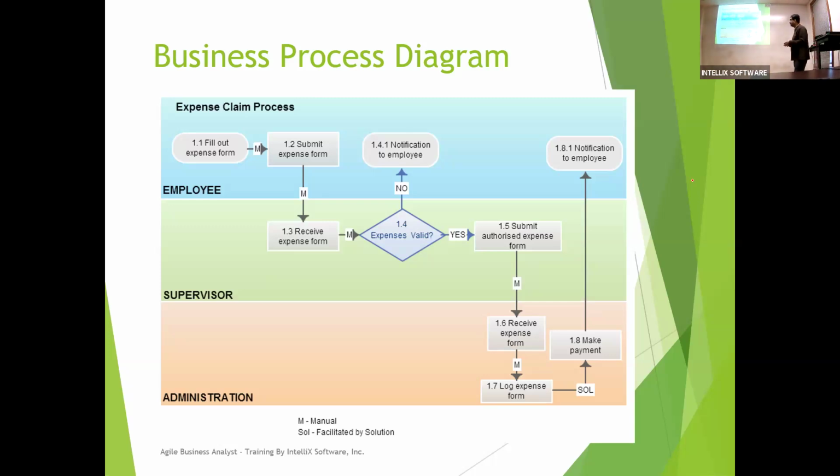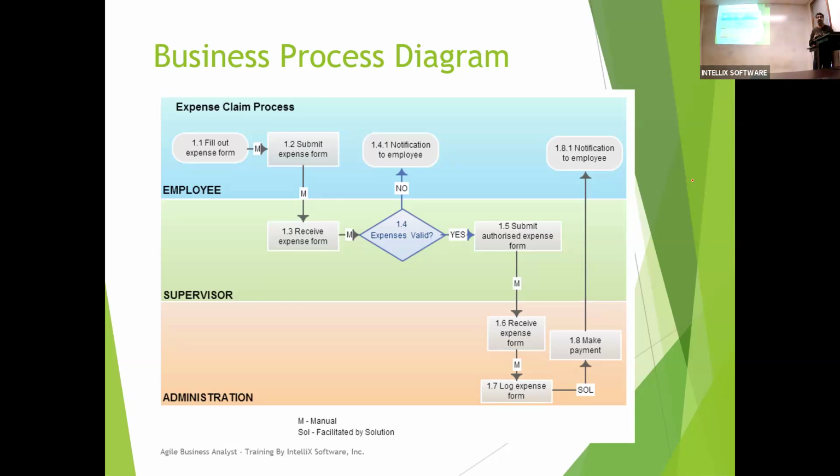So notice a few things. There are three different lanes: employee, supervisor, and administrator, because there are three different players who will play a role in it. So how does the overall expense claim process start? An employee who has an expense to submit will start a process. They fill out a form. Once they fill it out, there will be an action they have to take to say, submit this.